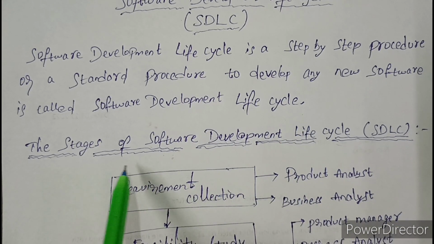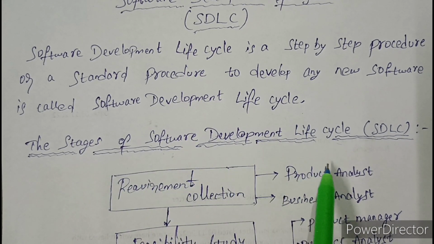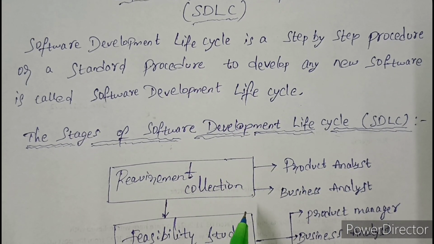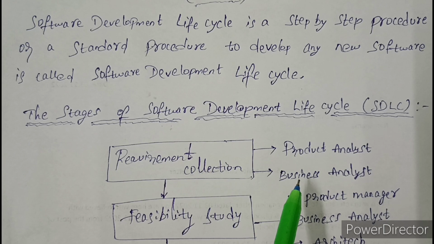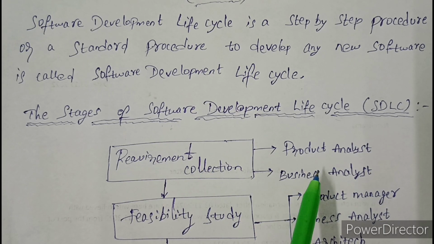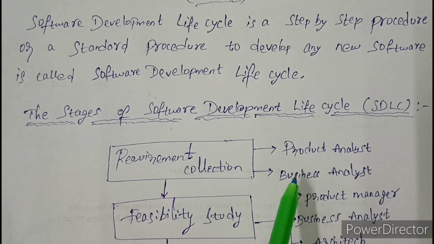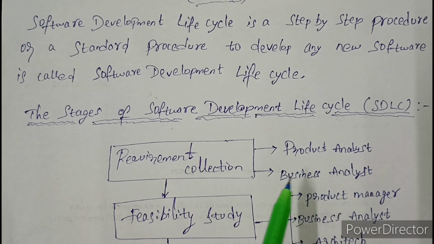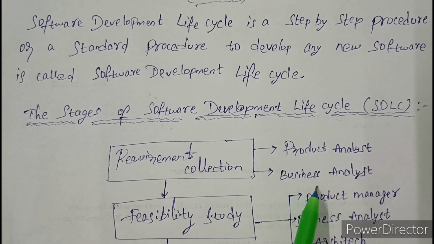So the stages in software development life cycle are requirement collection. Requirement collection is done by the product analyst. A product analyst is the person in product-based companies, and the business analyst is the person who does the requirement collection in service-based companies.